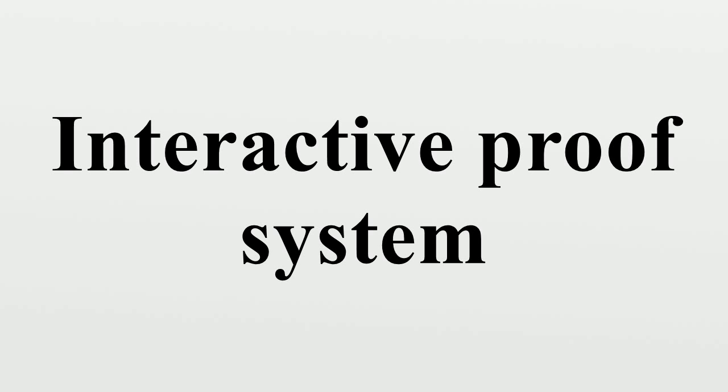All interactive proof systems have two requirements: Completeness. If the statement is true, the honest verifier will be convinced of this fact by an honest prover. Soundness. If the statement is false, no prover, even if it doesn't follow the protocol, can convince the honest verifier that it is true, except with some small probability. It is assumed that the verifier is always honest.